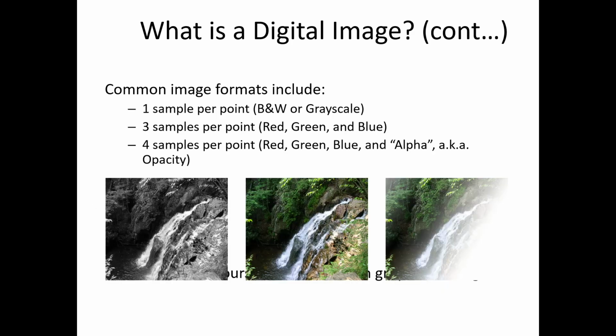Common image formats include 1 sample per point, 3 samples per point and 4 samples per point. 1 sample per point means you get only black and white or grayscale values. 3 samples per point means you can store red, green and blue. 4 samples means red, green, blue and alpha values also.